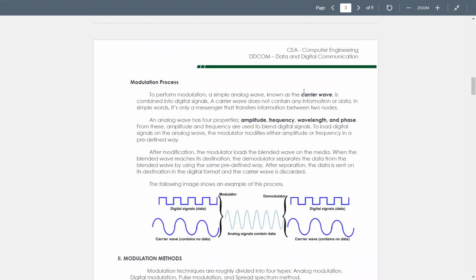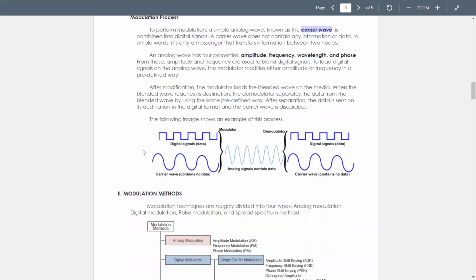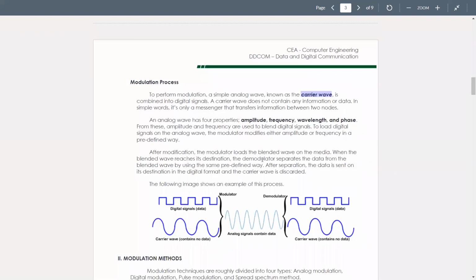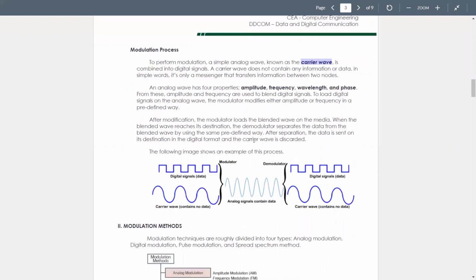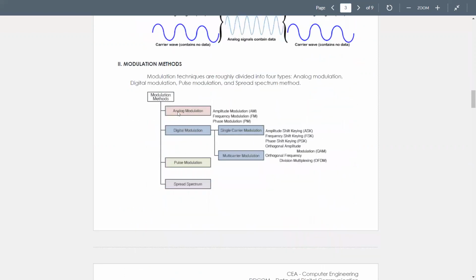The modulation process involves a carrier wave. We add the carrier wave to the original signal in order to transform the signal into something that can be transmitted. The process of modulation will be discussed in more detail in your DSP class. But of course, you should know what is amplitude, frequency, wavelength, and phase before you go there. As for modulation methods, we have analog modulation, digital modulation, pulse modulation, and spread spectrum. We also have single carrier and multi-carrier modulation.